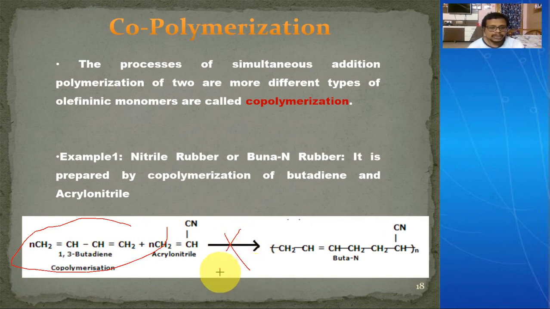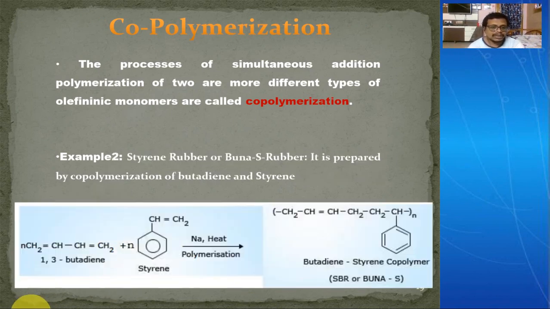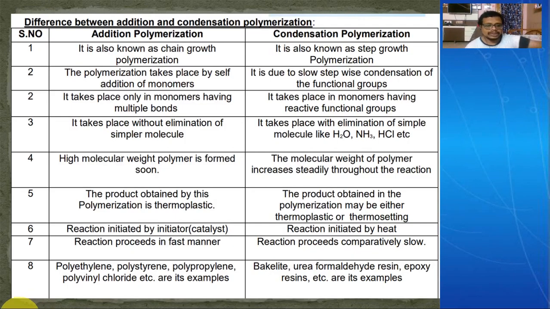That is called copolymerization. See, 1,3-butadiene and acrylonitrile, which gives nitrile butadiene rubber, is an example of copolymerization. Another example is styrene rubber, from styrene and 1,3-butadiene. These two are examples of copolymerization, and they are called synthetic rubber.